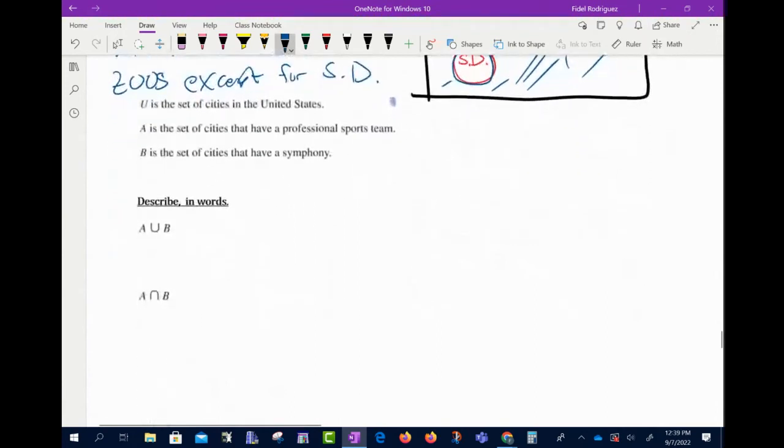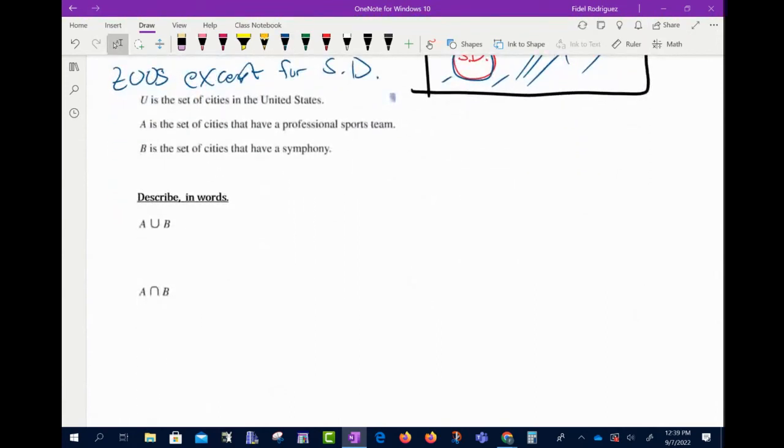All right, so we're going to do another problem, kind of similar. Again, we're just trying to write a description. We're just trying to figure out, do we know what this is talking about here? So the first part here says, let U be the set of cities in the United States. All the cities in the United States. New York City, yes. Baltimore, Maryland, yes. San Diego, California, yes. All the cities in the United States, okay? All the cities, right? Okay, A is a set of cities that have a professional sports team. B are the set of cities that have a symphony.